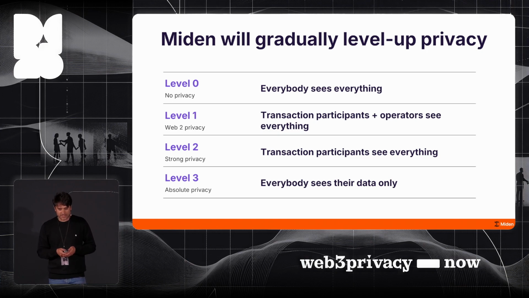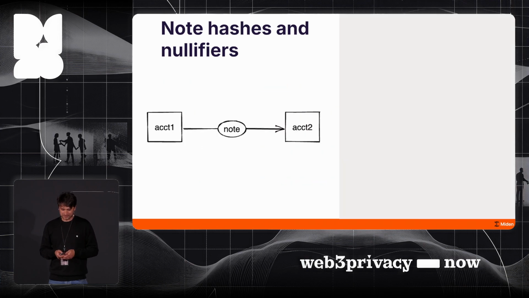Level 3 privacy is that everyone only sees their own data. I would send you money and you don't know that it comes from me. I don't know if there's a use case for that, but that would be the end of the spectrum. And in theory, we can build this with client-side proofs as well.